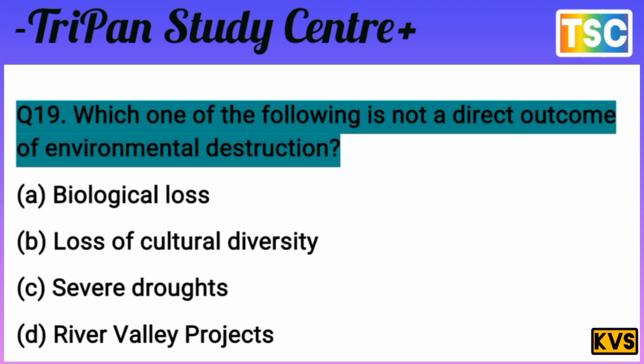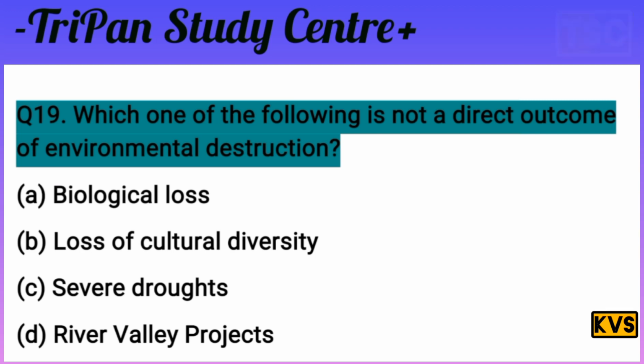The next question, it is important. The question here: which one of the following is not a direct outcome of environmental degradation? You know that question, you understand? The question is clear here. A is biological loss, B is loss of cultural diversity, C is reserve draft, and D is a river valley project. That option is given here. And I give you a few seconds to test your knowledge first.